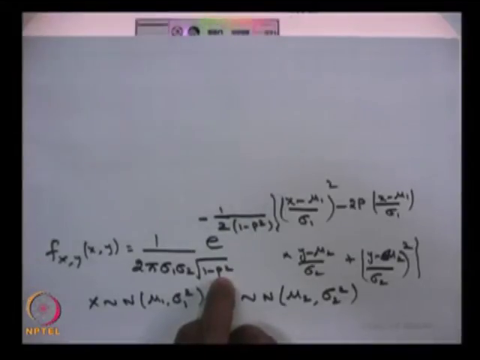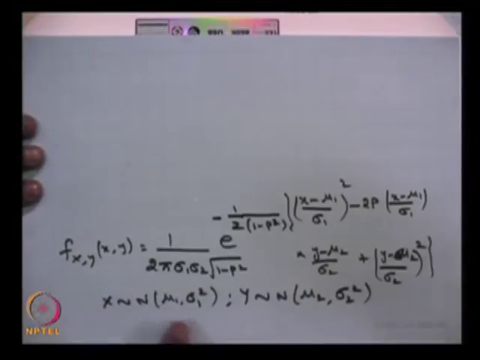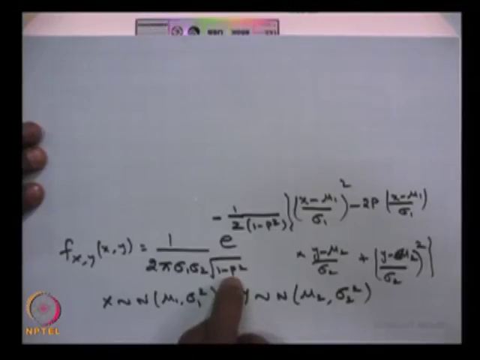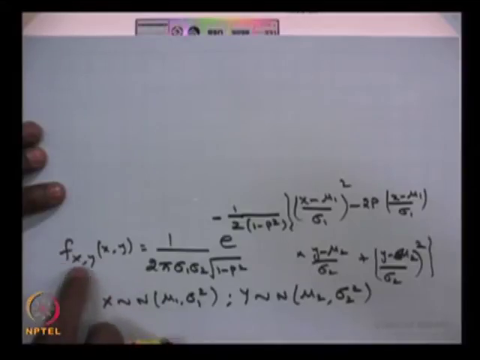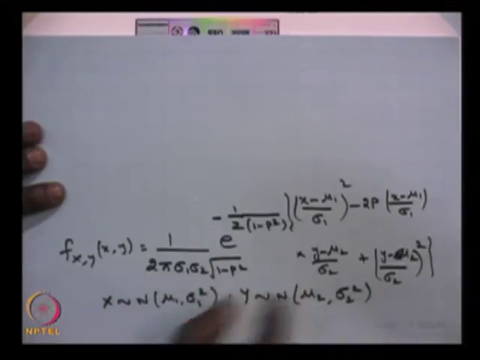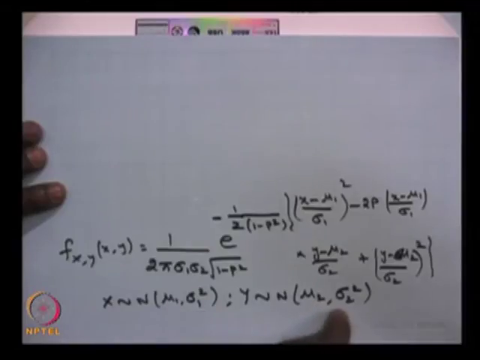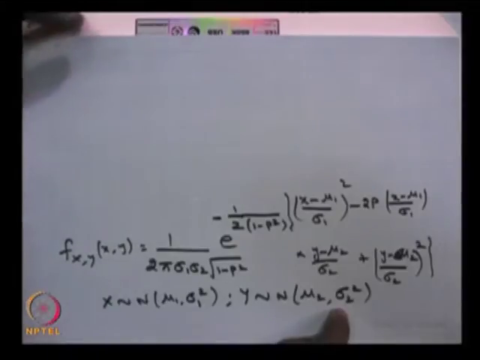That means the way the random variables x and y are correlated comes into the picture when you give the joint probability density function, and they are not independent random variables unless rho is 0. If rho is 0, then it gets simplified, and you can verify the joint probability density function will be the product of two probability density functions, each of a normal distribution with mean mu 1 and variance sigma 1 square, and mu 2 and sigma 2 square. So this bivariate normal distribution is very important when you discuss the multivariate normal distribution.